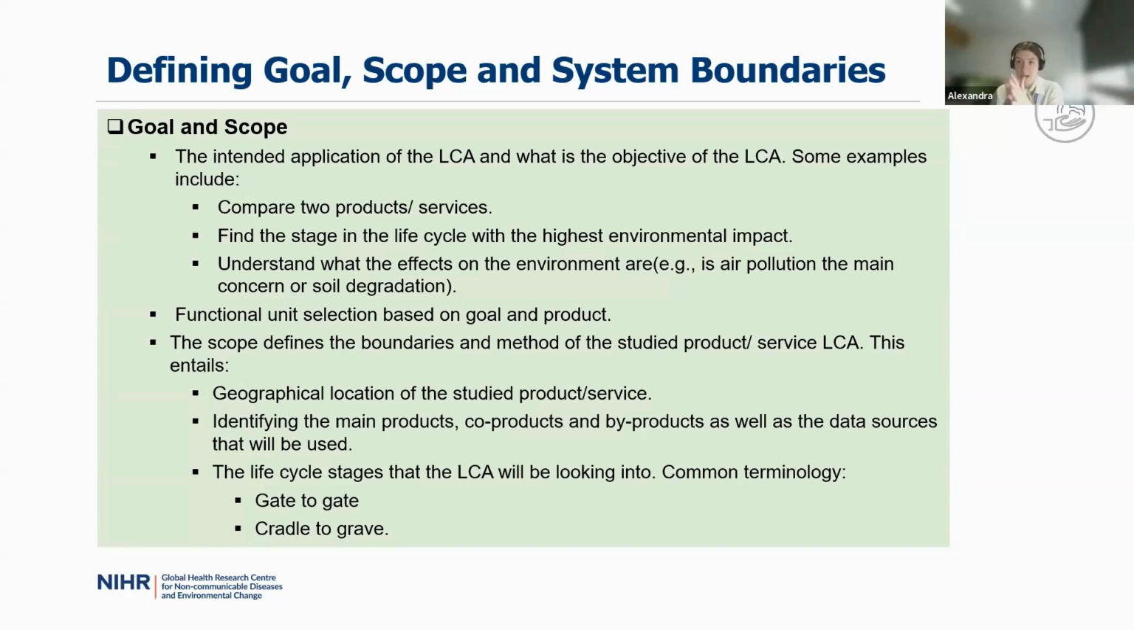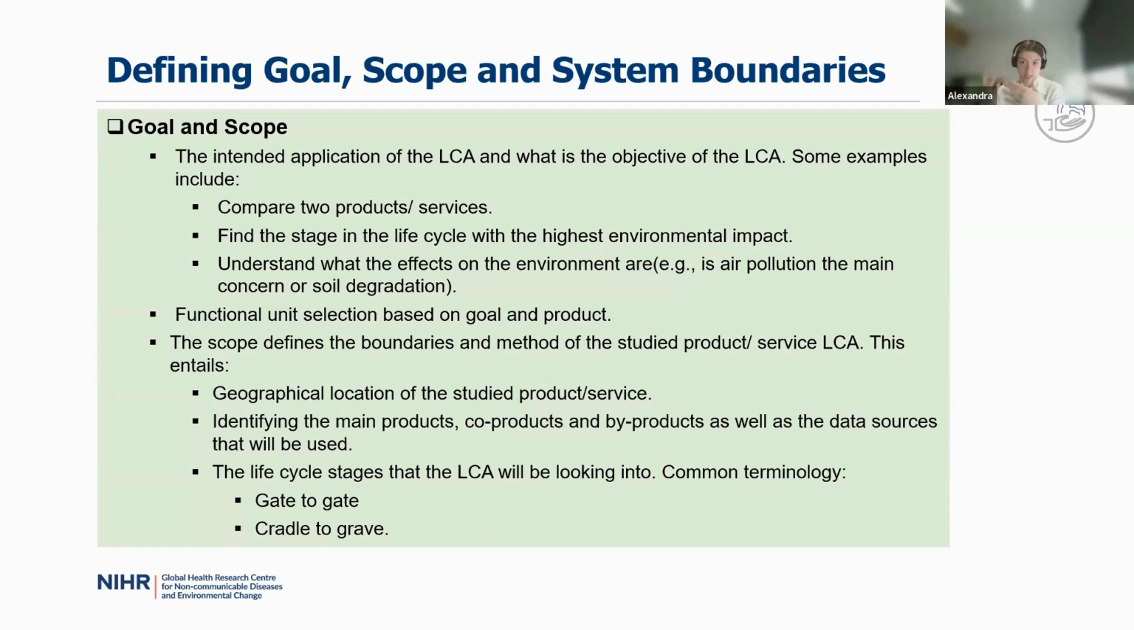And then the scope. I think this is oftentimes the trickiest because there's a lot of things to consider, and it can be difficult in the beginning to select the right scope for you. But the scope is the boundaries and the method of the product we're studying or the system we're studying. It means the geographical location. Are we looking at one region in specific, or are we just looking at the general process?